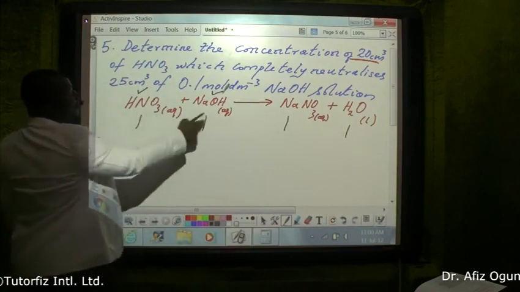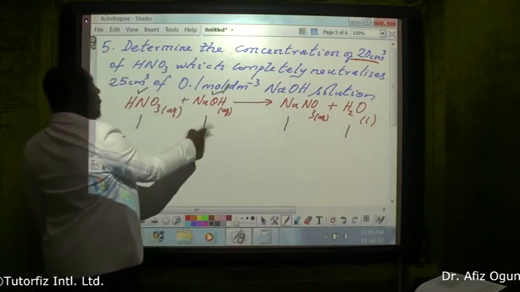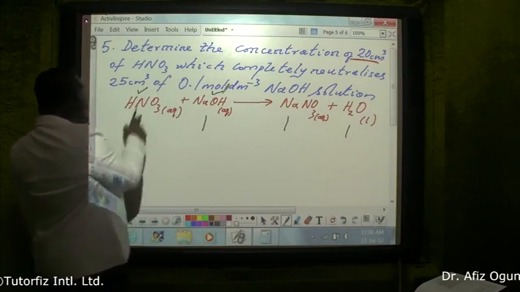Now, how much of this do I have? If I have 1 mole of this, I have 1 mole of this. Is it easy for me to get the mole of this?